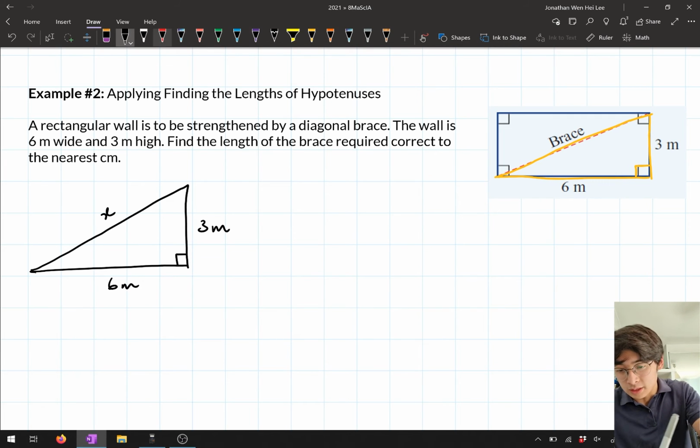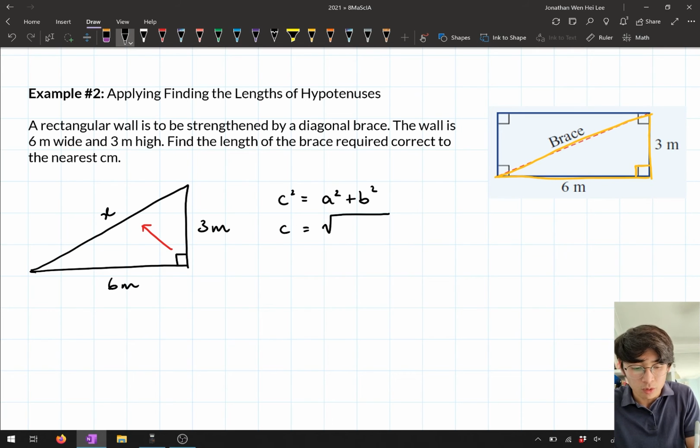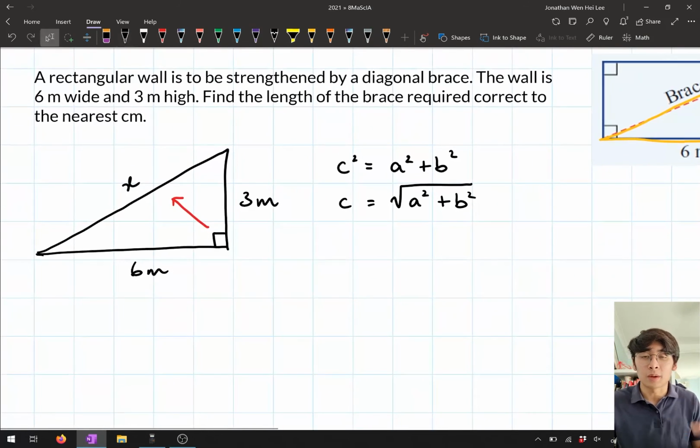Okay, so like we normally do, when we need to use Pythagoras' theorem to find that missing side. Once again, it's a hypotenuse. It's a side that's opposite the right angle. And so here, I'm going to write, okay, c squared is equal to a squared plus b squared. And so c is equal to the square root of a squared plus b squared. Okay, now in this scenario, what we need to do is substitute and replace all of these letters with the relevant values.